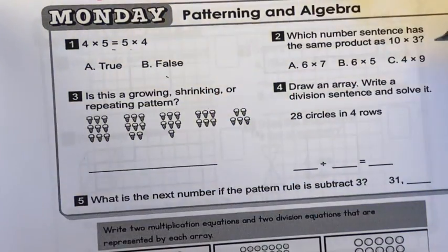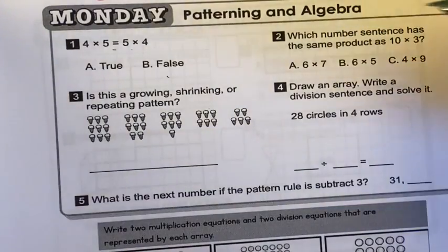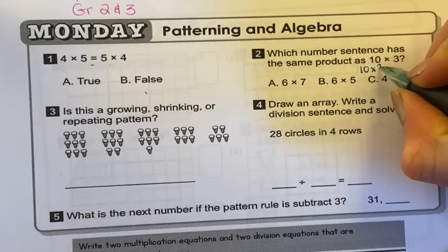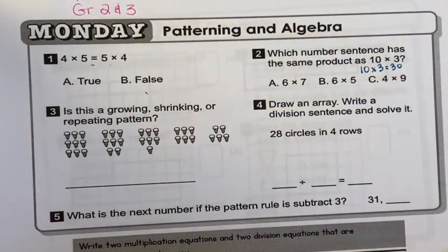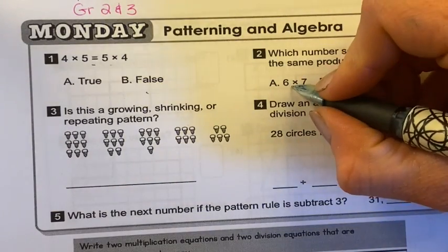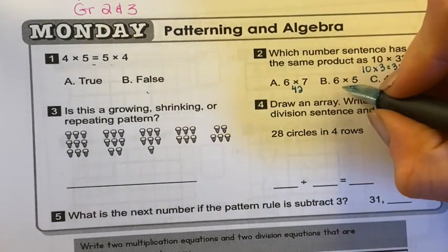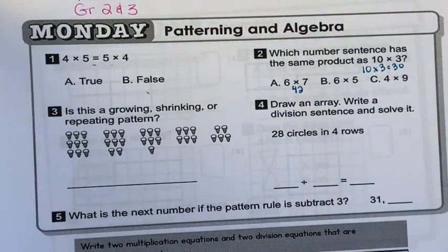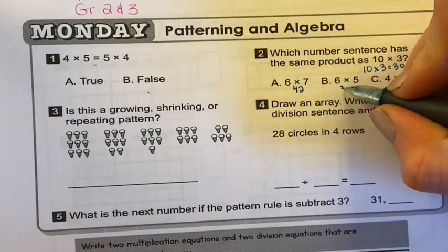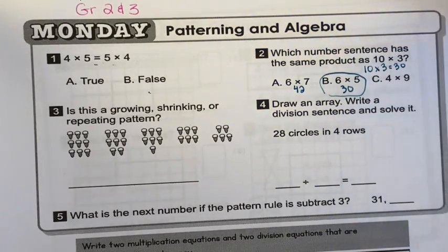Circle true or false. Number 2, which number sentence has the same product as 10 times 3? So the product is the answer in multiplication. 10 times 3 is 30. So which one of these has the product of 30? So let's look. 6 times 7 is 42. Womp, womp. It's not that one. 6 times 5. Oh, let's count by 5, 6 times. 5, 10, 15, 20, 25, 30. It's 30. This one is our winner. Ding, ding, ding, ding, ding. This number sentence has the same product as 10 times 3.